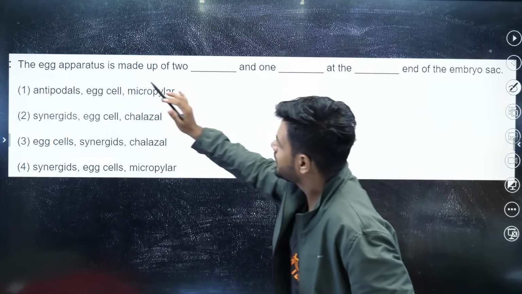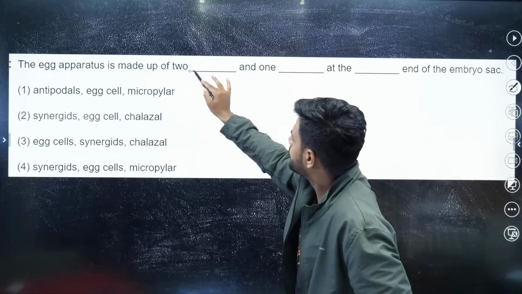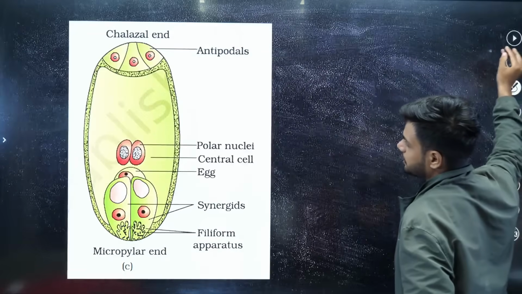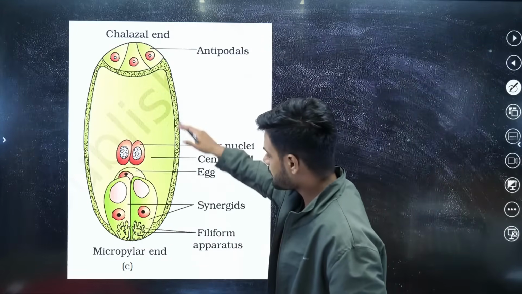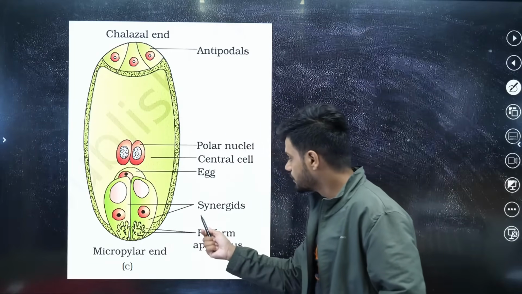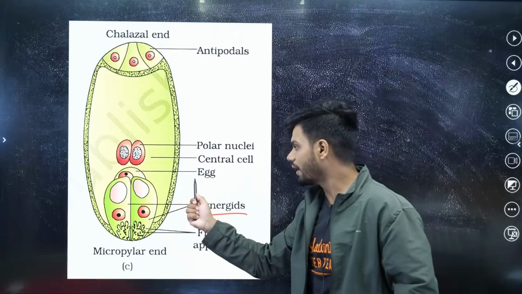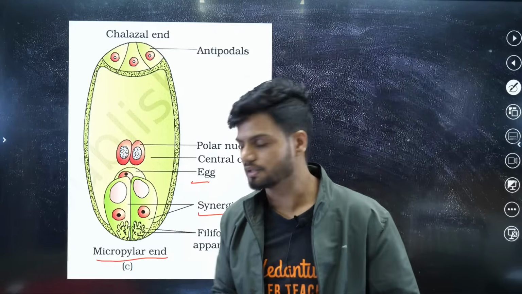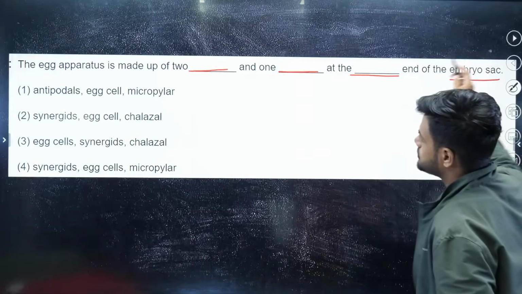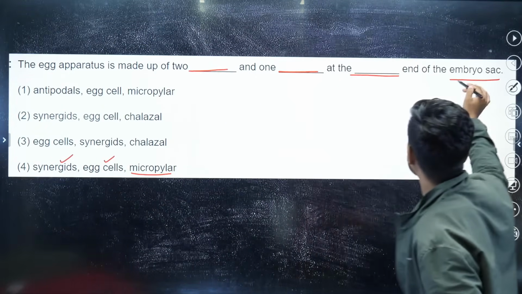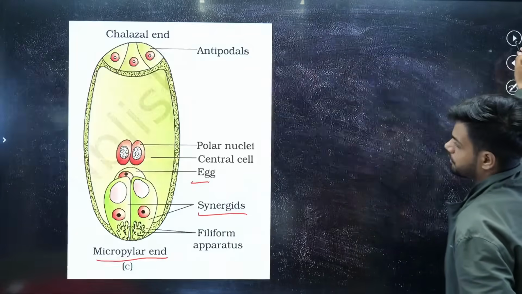Now, the egg apparatus is made up of 2 dash and 1 dash at dash end of the embryo sac. See here, if this is your embryo sac, this is your egg apparatus. Egg apparatus is made up of 2 synergids, 1 egg cell, and it is found at the micropylar end. Can you see? It has synergids, eggs, and it is found at the micropylar end of the embryo sac. So option number 4.